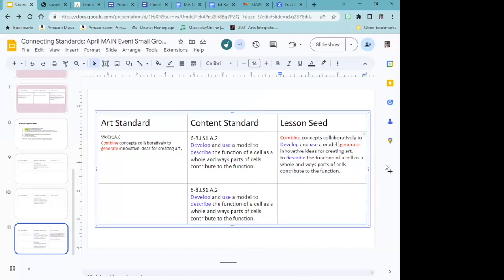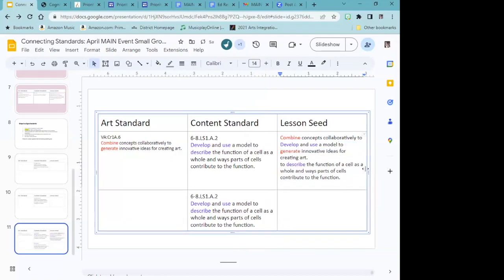Develop and use a model to generate innovative ideas for creating art that describes. So combine concepts collaboratively to develop and use a model to generate innovative ideas for creating art that describes the function of a cell as a whole and ways parts of the cell contribute to the function. That's a lot. But what I like about this is the other verbiage: you are using "to" instead of "and", like you are developing and using a model to generate innovative ideas.